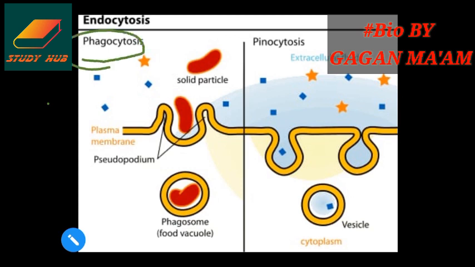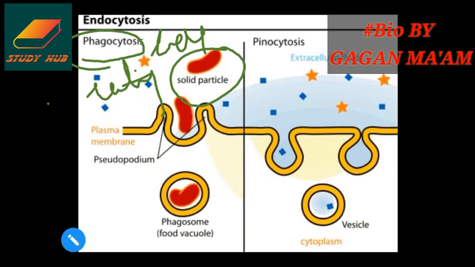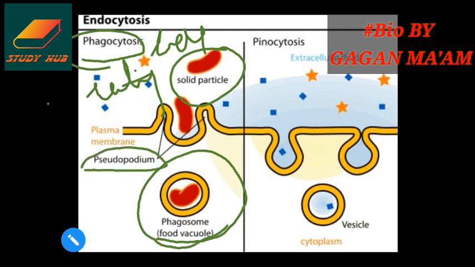It is also known as cell eating. Here is a solid particle which needs to be ingested or engulfed. So ingestion of solid complex material by the membrane in the form of a vesicle, here the name of the vesicle is phagosome, is termed as phagocytosis. For this, the membrane produces a pseudopodium. As you know, we have read in amoeba, it has pseudopodia-like structures, and it produces pseudopodia and takes the food material inside it. So here a pseudopodium is produced to take this solid particle inside the membrane.